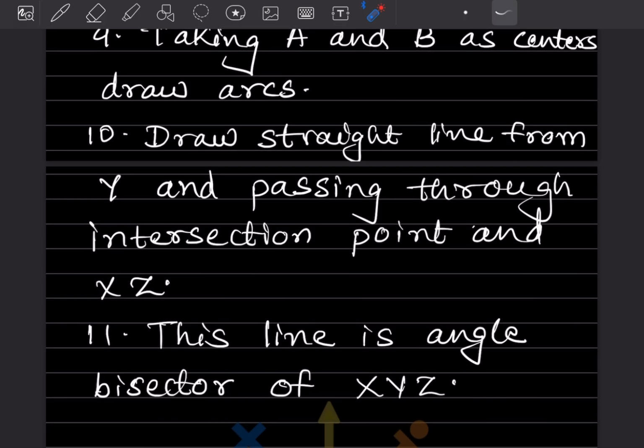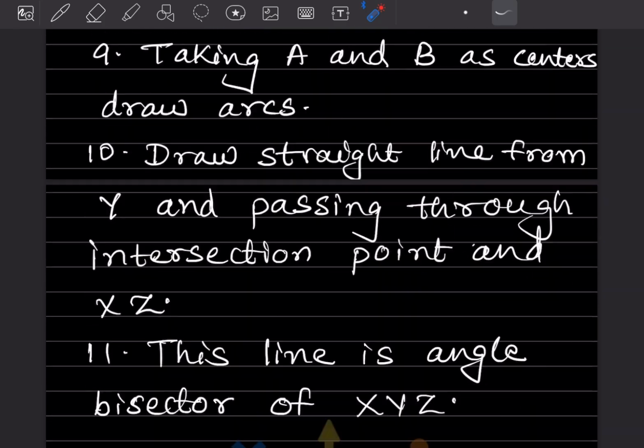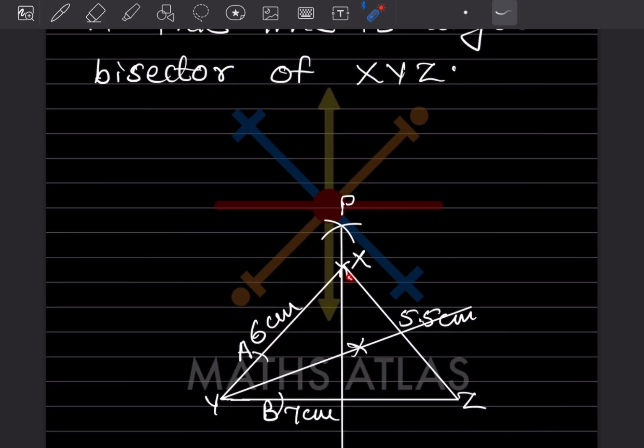So this line is the angle bisector of angle XYZ. So this is the B part, bisect angle XYZ. All three things, the construction, the perpendicular and this one, are done on the same thing.